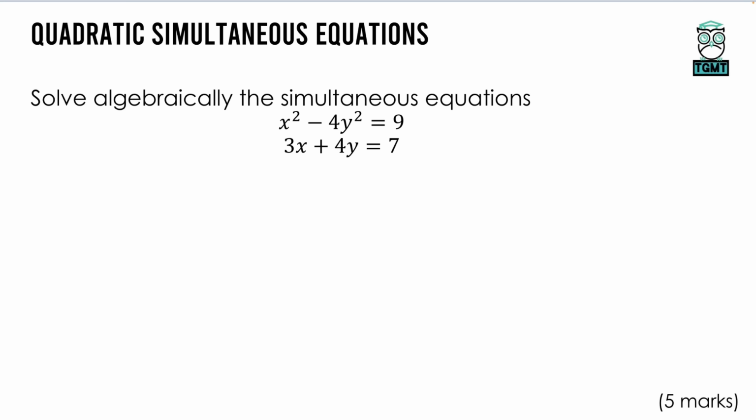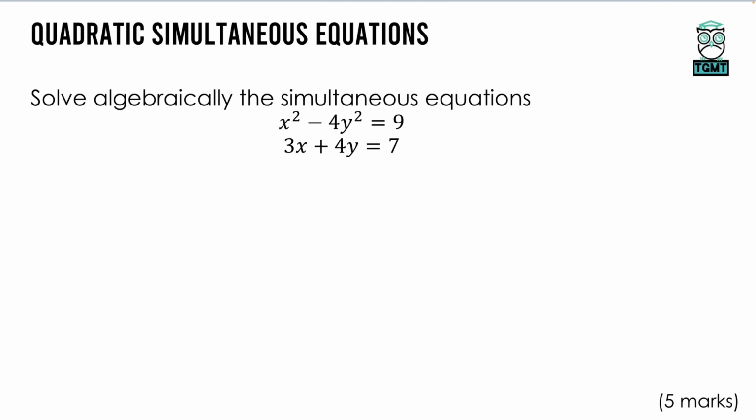Okay, so in this question we have a quadratic simultaneous equation. We do have quite an extensive one in this particular question. So we're going to use the substitution method, but you can see in our second equation there, we have a 3x and a 4y. So we want to rearrange that formula so it's either x equals or y equals, which does mean we're going to have fractions involved in this one.